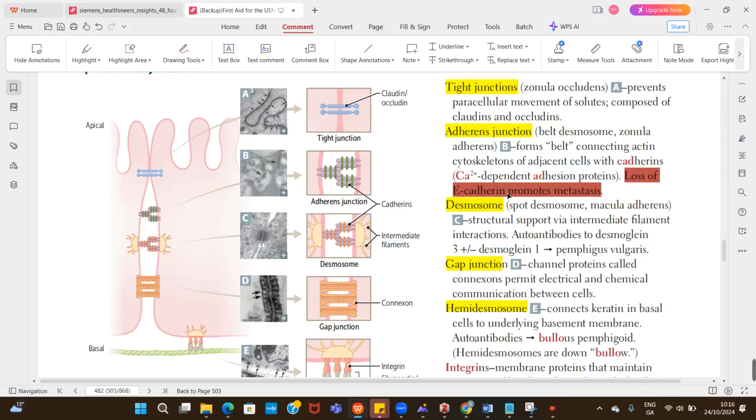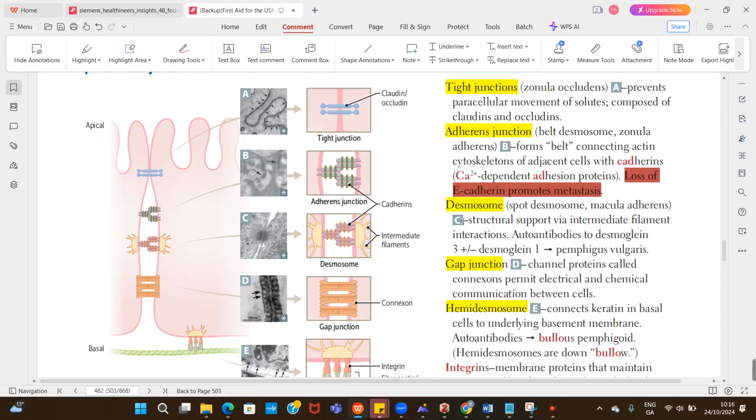So that means that we can say indirectly that E-cadherin is a tumor suppressor protein. Because once it's there, the cells are attached together and there's no metastasis. But once there's a loss of E-cadherin, the cells are no longer attached, there's loss of contact inhibition, and you have uncontrolled proliferation of the cells.